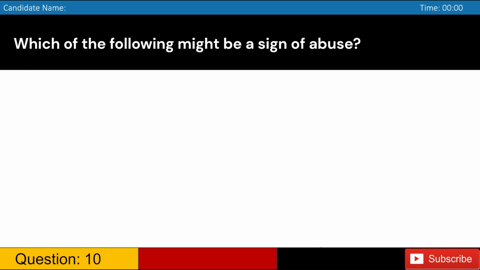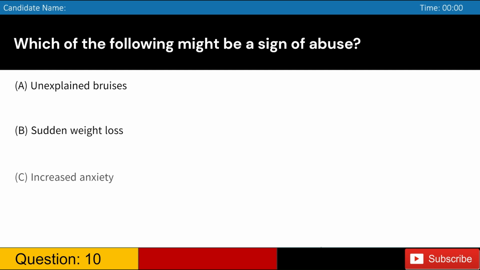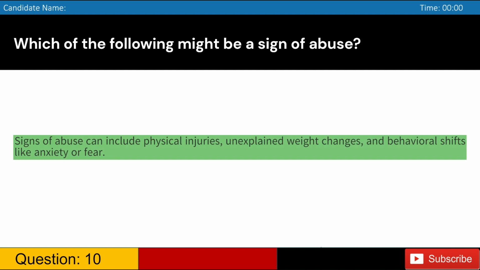Which of the following might be a sign of abuse? A. Unexplained bruises. B. Sudden weight loss. C. Increased anxiety. D. All of the above. Answer, D. Signs of abuse can include physical injuries, unexplained weight changes, and behavioral shifts like anxiety or fear.